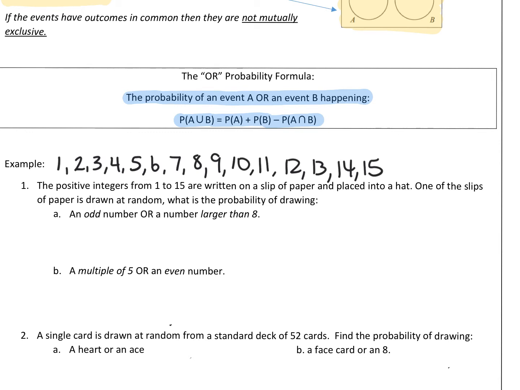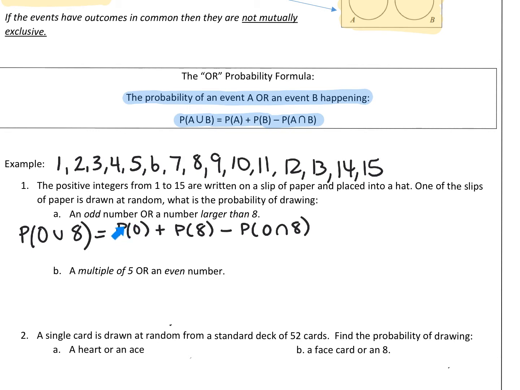Now I'm going to use the formula, so practice with the formula. I want the probability of getting an odd number or a number larger than 8. I'm just going to use those to represent those two sets. The formula says that is the probability of getting an odd number plus the probability of getting a number larger than 8 minus the probability of an odd number and a number larger than 8. What we want to do is take a look at each individual probability and think of it as a simple little probability question.